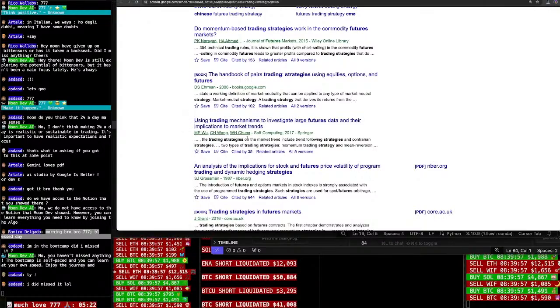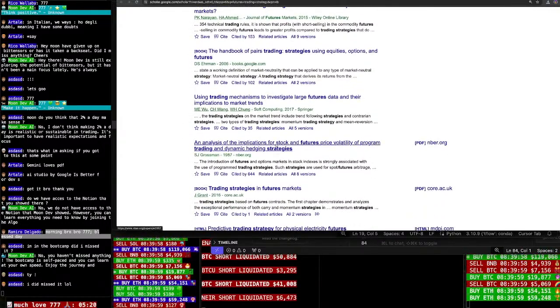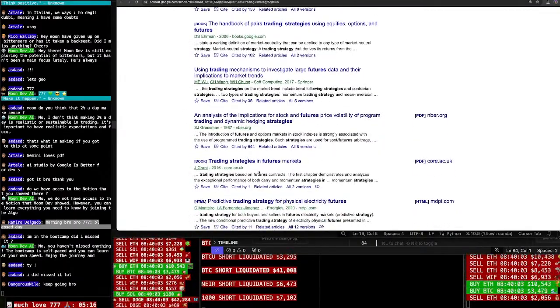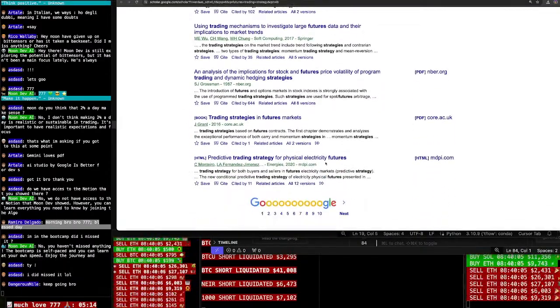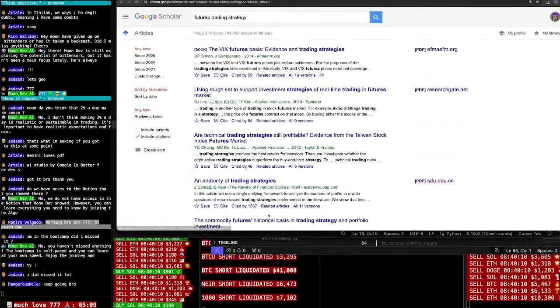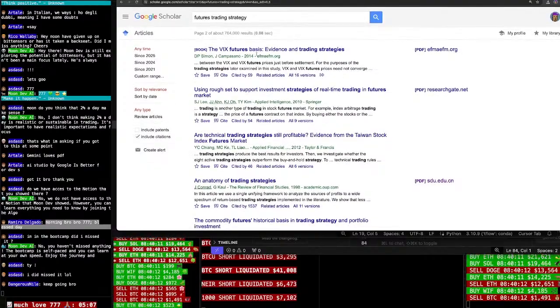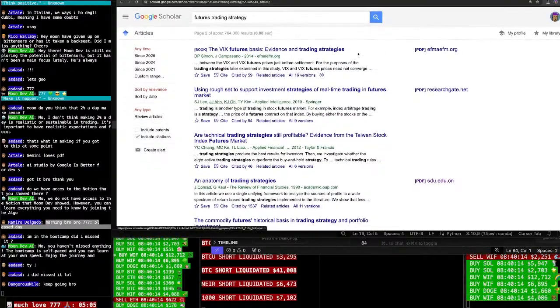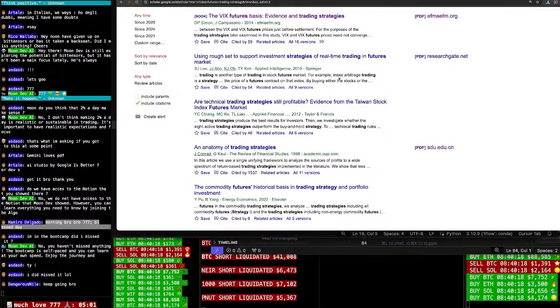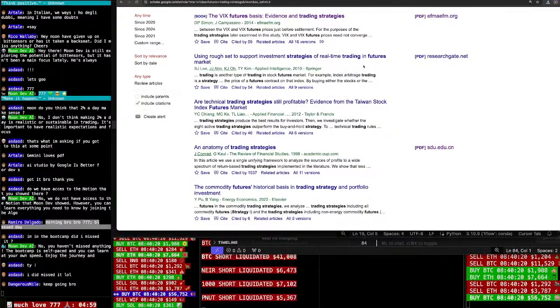Using trading mechanisms here to investigate. Okay. Analysis of implications of stock or futures trading strategies in the futures market here. Predictive trading strategies for physical electricity futures. Interesting. Keep going, bro. Thank you. The VIX futures basis. That could be interesting. Using rough set to support investment strategies of real-time trading in futures.